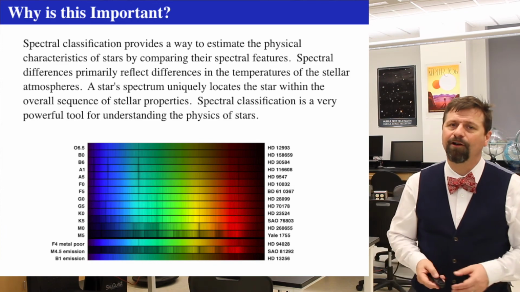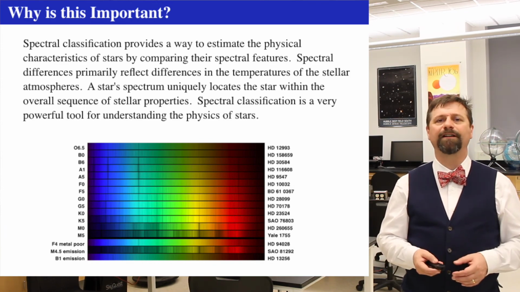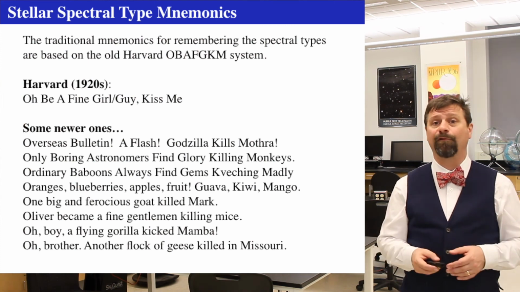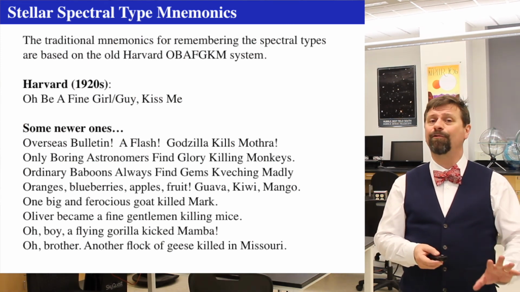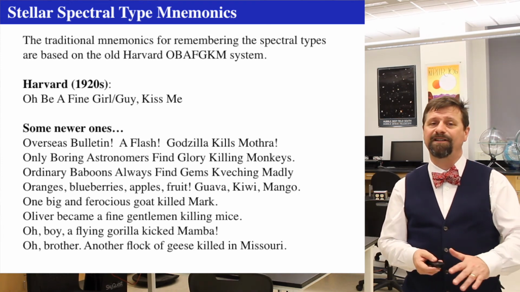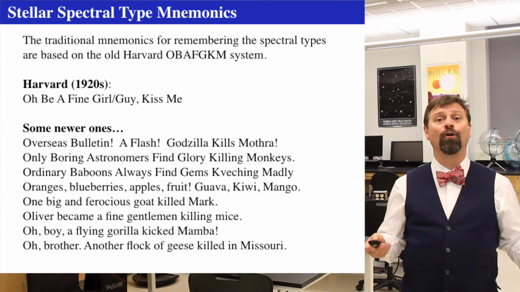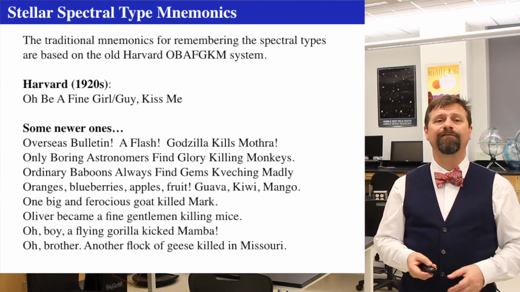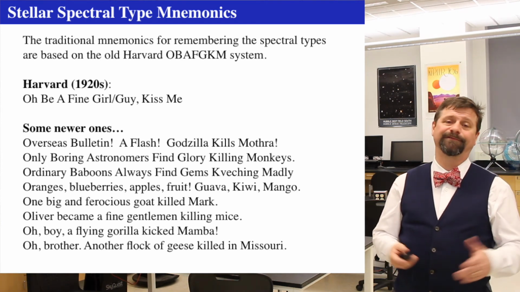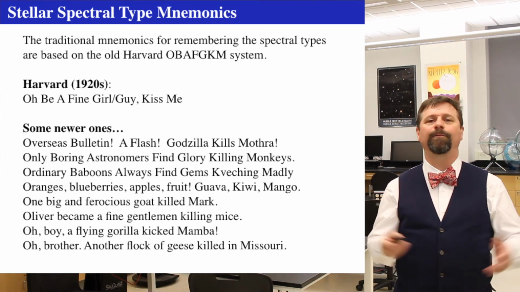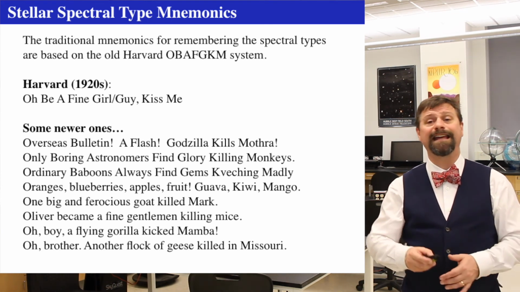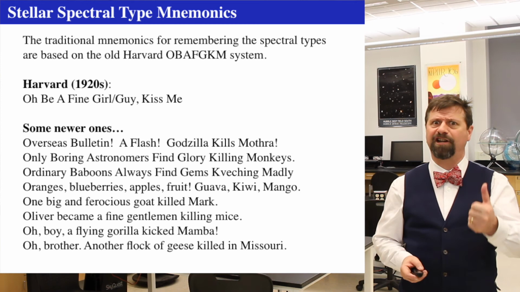All right. So people came along for a long time and said, well, let's find out how we can remember this, because undergraduates in astronomy have been trying to remember O, B, A, F, G, K, M for a very long time. You can come up with all sorts of funny mnemonics, and some of them are good, some are bad, some are PC, some are not so appropriate today. But if we look at the old ones, say from Harvard in the 1920s, it was: Oh, be a fine girl, kiss me, or oh, be a fine guy, kiss me, whatever you have. But people have come up with new ones. My favorite that I came up with is: Overseas Bulletin, a flash, Godzilla kills Mothra.